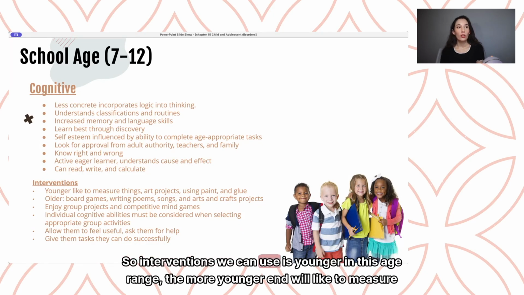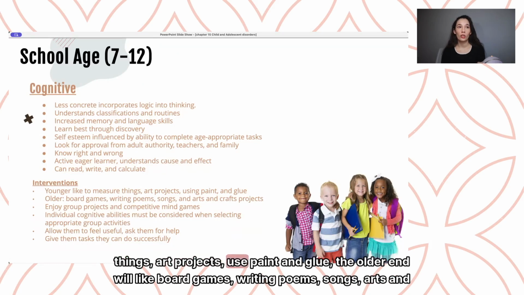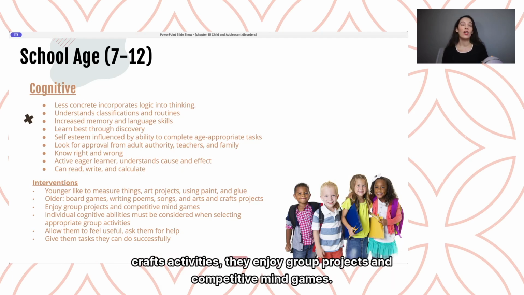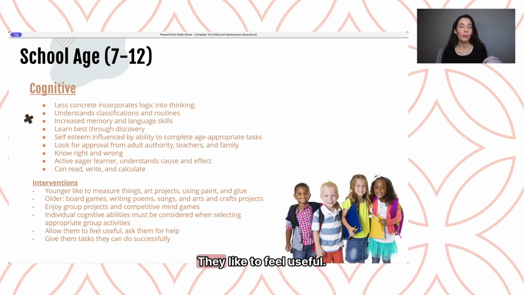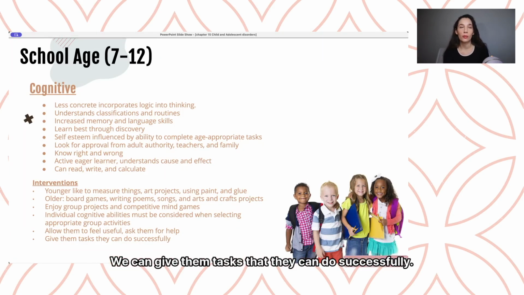So interventions we can use: younger in this age range, the younger end will like to measure things and do art projects, using paint and glue. The older end will like board games, writing poems, songs, and arts and crafts activities. They enjoy group projects and competitive mind games. Individual cognitive abilities must be considered when selecting appropriate group activities. They like to feel useful. We can ask them for help with tasks. We can give them tasks that they can do successfully.